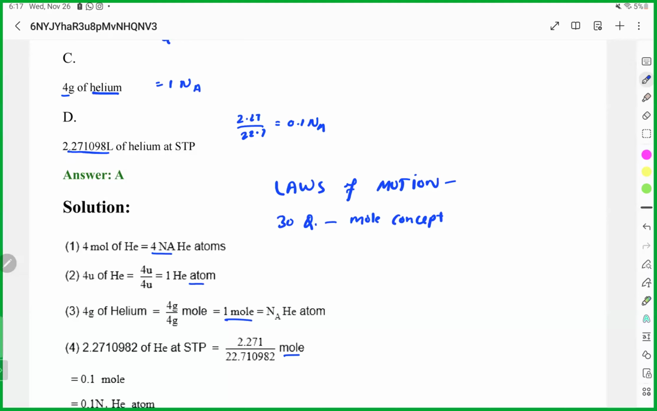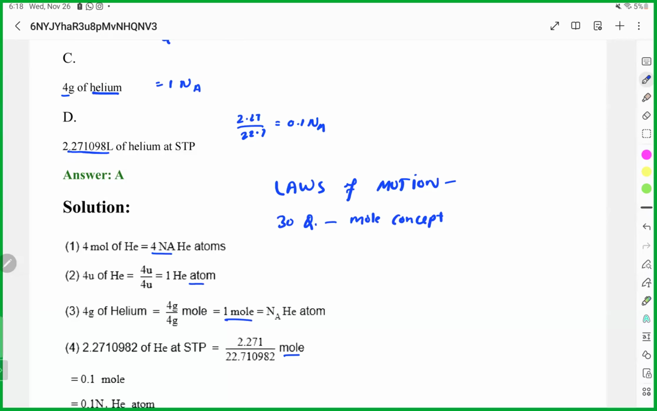So can you give a task for bio too? Tomorrow we'll do biology because we have done this chapter. So you have to solve minimum 30 questions. Otherwise, you won't understand this chapter perfectly. Okay. 30 questions of mole concept and remaining questions of laws of motion. Okay.